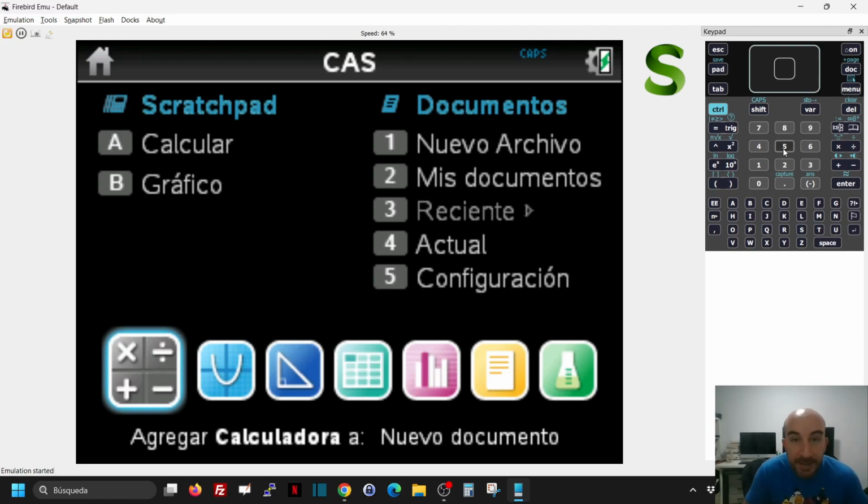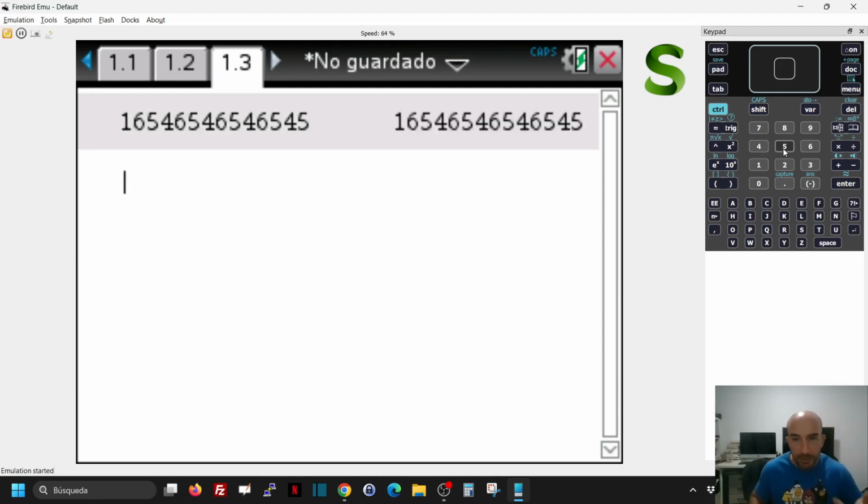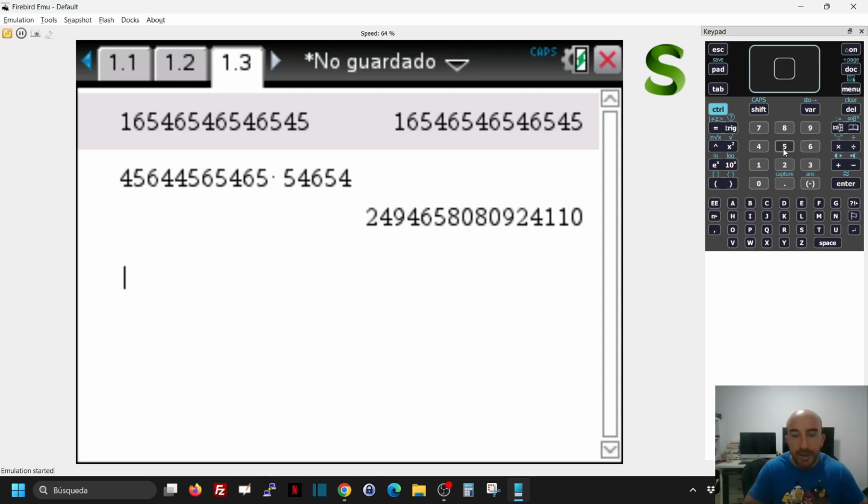Hello, so we've been asked to explain how to work on the Texas Instrument with scientific notation or standard notation, okay? And I'm going to explain how to do it in two ways. So if you open a calculator and you start writing big numbers, you'll see that you get all the digits and you don't get the scientific notation. So how can you obtain scientific notation?